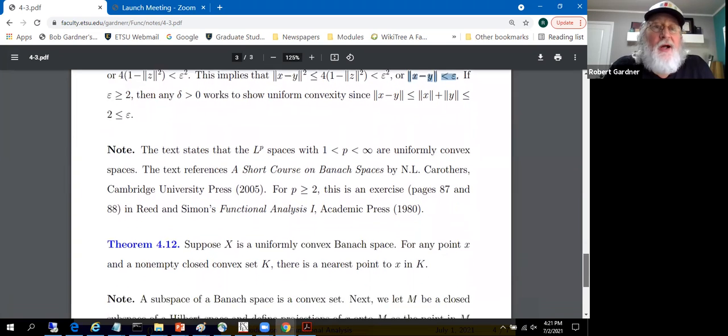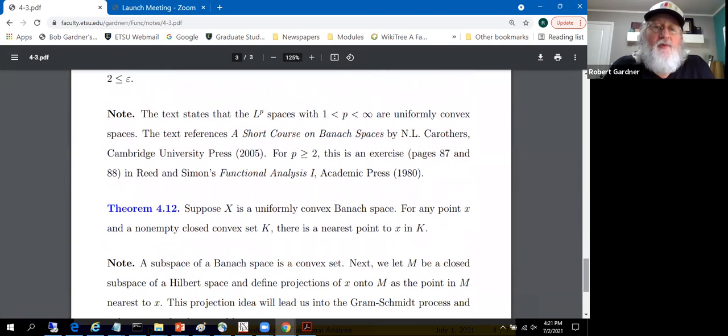How about some non-Hilbert spaces? Well, Promislow states that L^p spaces, where p is between 1 and infinity, excluding 1 and infinity, are uniformly convex spaces. He doesn't get into a proof of it himself, but he mentions Carruthers' book, A Short Course on Banach Spaces, a book I'm not familiar with.